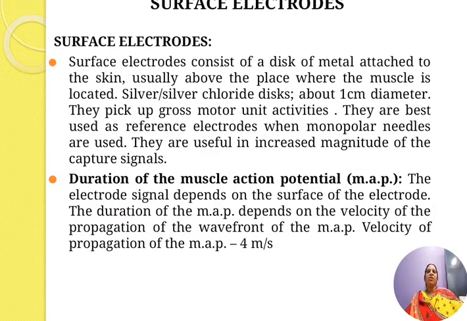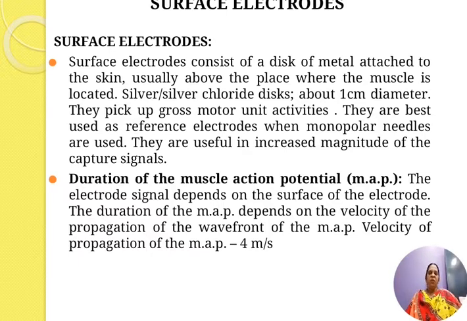Coming to the types of electrodes. We have different types of electrodes, as I told you. There are three types of biopotential electrodes: the surface electrodes, depth and needle electrodes, and microelectrodes. In this we are going to discuss now about surface electrodes.